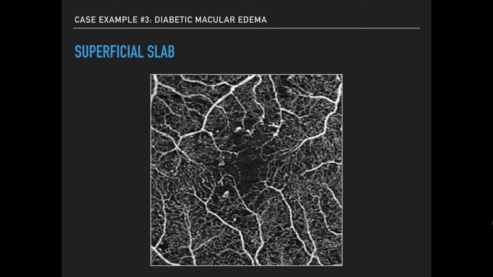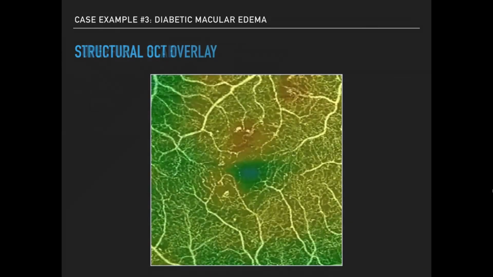Here, we are zoomed in, and we're looking at the superficial slab. You can note some microaneurysms here, and you can note some alterations in the foveal avascular zone. And we can do several things with the slab. First, we can overlay the structural OCT-A thickness map onto the OCT-A image. Note that the thickened retinal areas correspond to the microaneurysms.